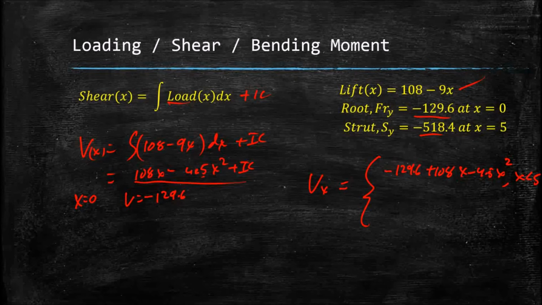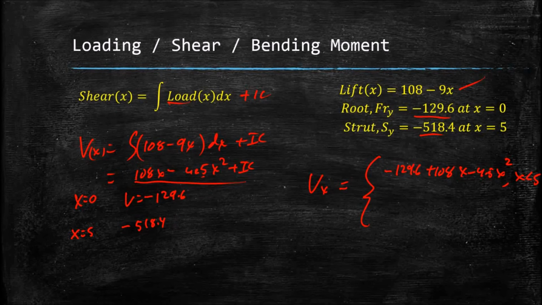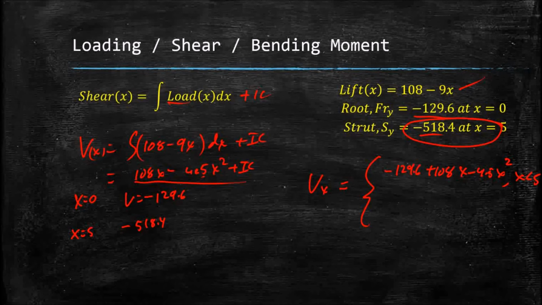Now, when we get to that strut, there is, in theory, a point source shear applied. Actually, it's applied over a small distance, but we'll assume for convenience that it's a point force. So at x equal to 5, I'm adding a minus 518.4 pounds downward. That's this right here. So I'm going to have to add that. That gives me a step change in my shear force.